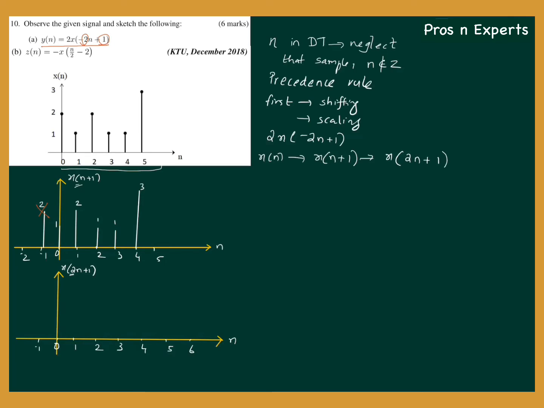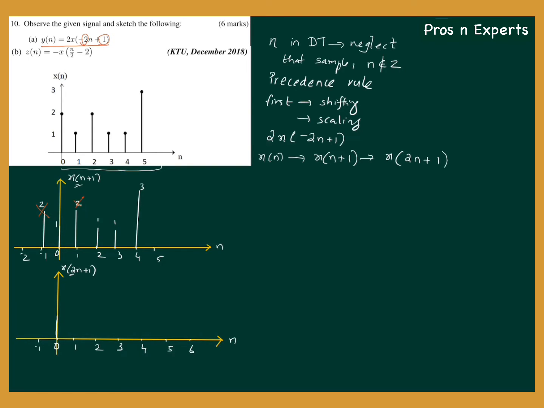Now the sample at n equal to 0, where should it come? It should come at 0 divided by 2, that is 0. So the sample 1 is at 0 itself. So we can draw sample 1 at 0 itself. And next is the sample at n equal to 1. Where should it go? Because the scaling factor is 2, the sample at n equal to 1 should go to n equal to 1 by 2. But again, n equal to 1 by 2 is not possible, so you neglect this sample also.